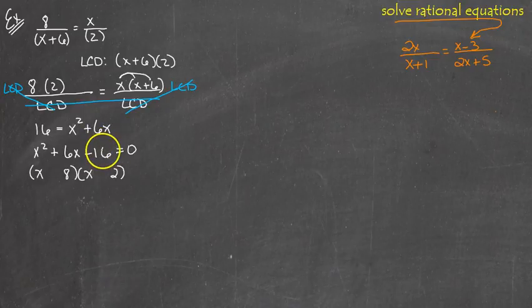It has to be, one has to be negative, but to get a positive 6, plus 8 minus 2 equals positive 6, and that's a 0. So x plus 8 equals 0. X minus 2 equals 0. X equals negative 8, and x equals 2.